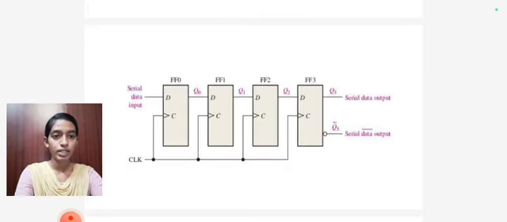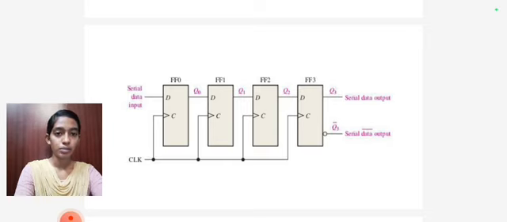Here is the circuit diagram for the serial in and serial out shift register. I am using D flip-flops and I have taken a 4-bit register. Here I am using right shift, so the data is stored or transferred on the right side. The serial data input is given into the first flip-flop and the output will be Q0. The second flip-flop's input will be the first flip-flop's output Q0.